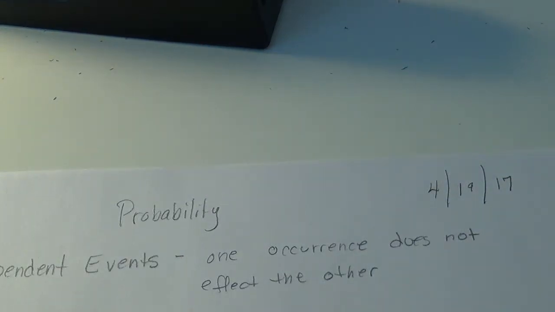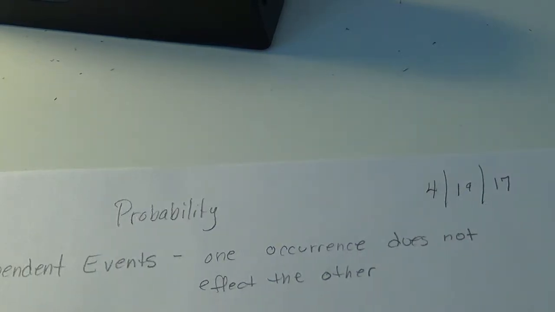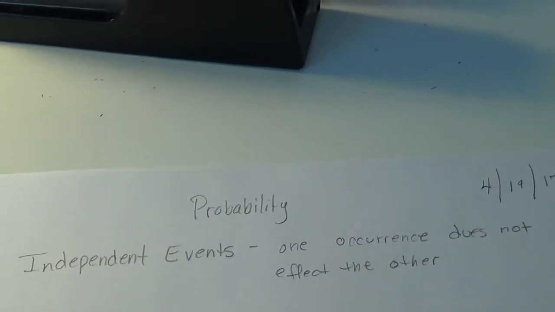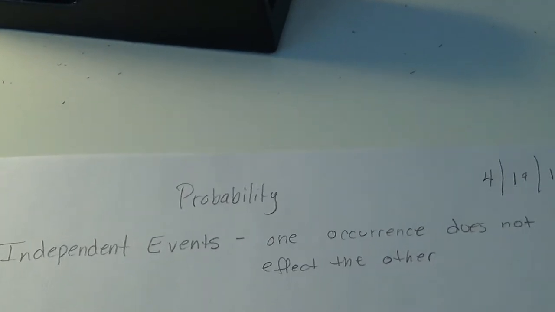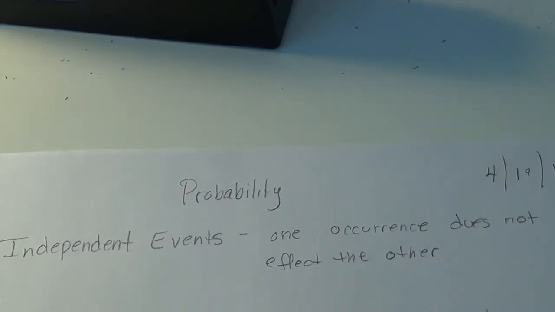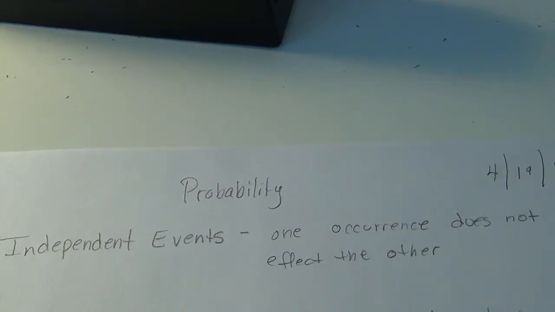PreCalc Wednesday's edition 419. We're looking at probability, and I have to define for you independent events. Independent events is when one occurrence does not affect the other. Two events are independent if one does not affect the other. And the name bears that meaning. So independent events sounds like what it means.